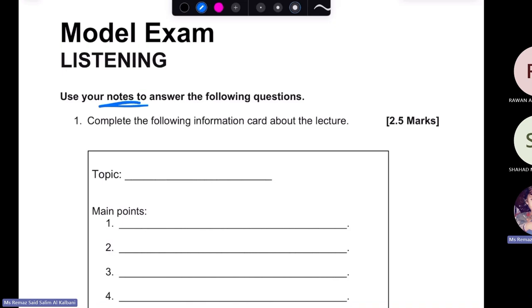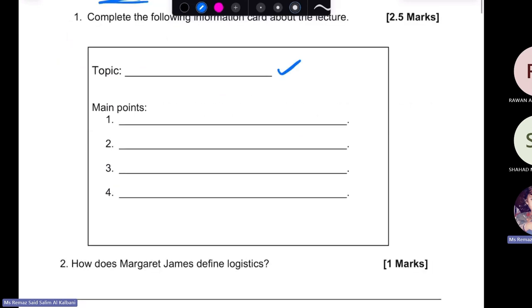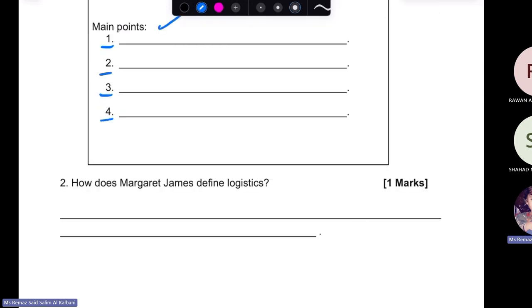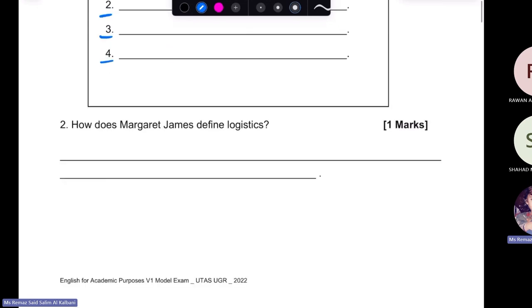Complete the following information card about the lecture. You have the topic, so you need to write the topic as fast as possible. And remember, this is the first one. The second one, you have the main points. How many points? 1, 2, 3, 4. You have 4 points. You need to write them immediately. When the speaker speaks, you write. Then you have the second question. How does Margaret James define logistics? So we have a definition. Who will identify the definition of logistics? This woman, okay?